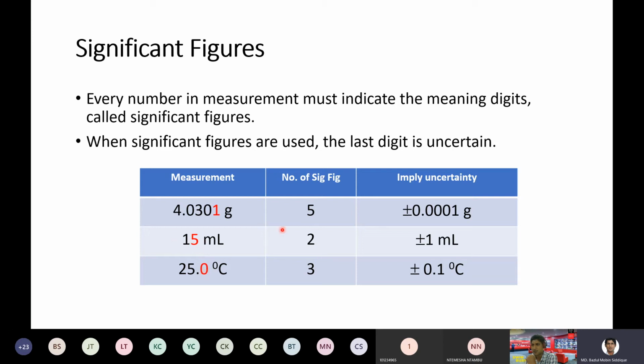For this case, it is 2 significant figures, and this is for the 5 second. So how do we count the significant figures, right?